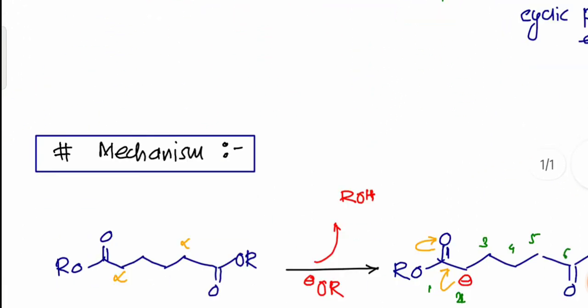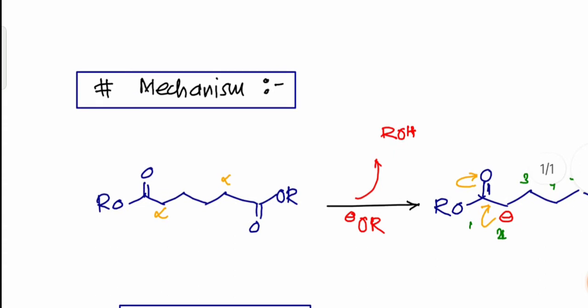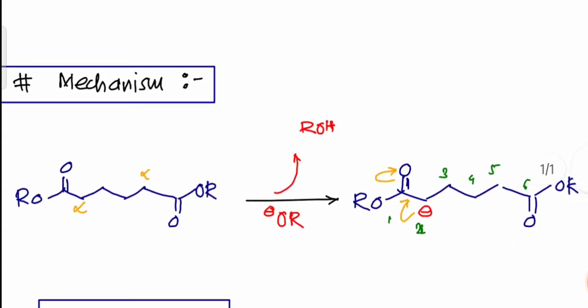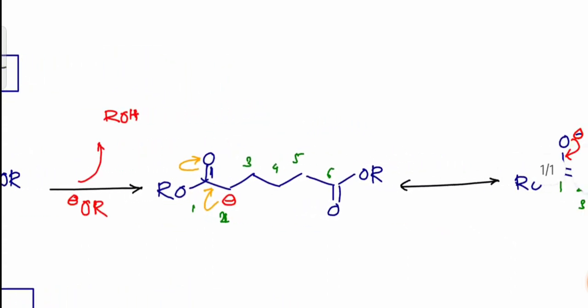We will see the mechanism of this one. As you know, the base will abstract the alpha hydrogen, and negative charge will be generated, which undergoes enolization. So what is that process called?